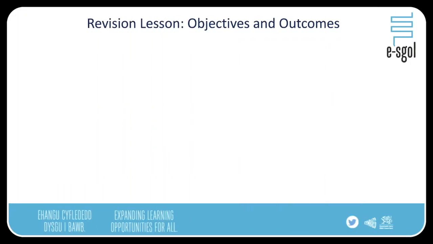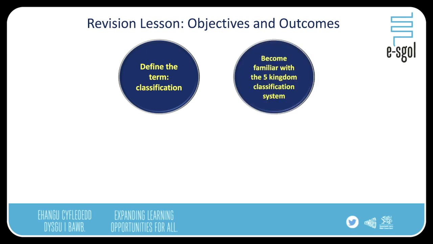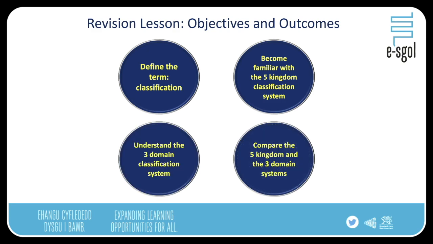Let's look at our objectives for this revision session. We will define the term classification. We will become familiar with the five kingdom classification system. We will understand the three domain classification system. And finally, we will compare both the five kingdom and the three domain classification systems.